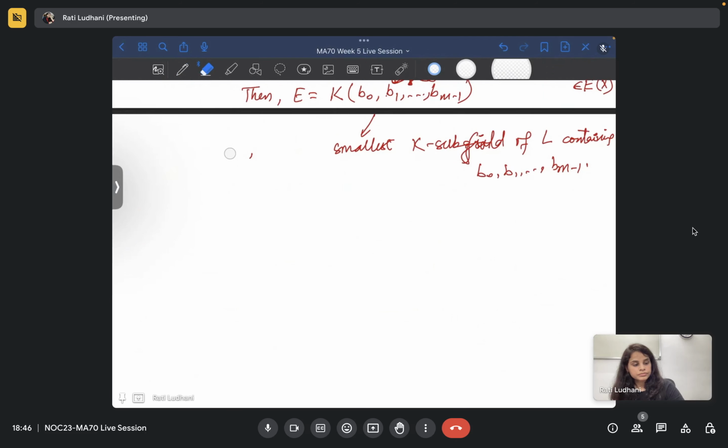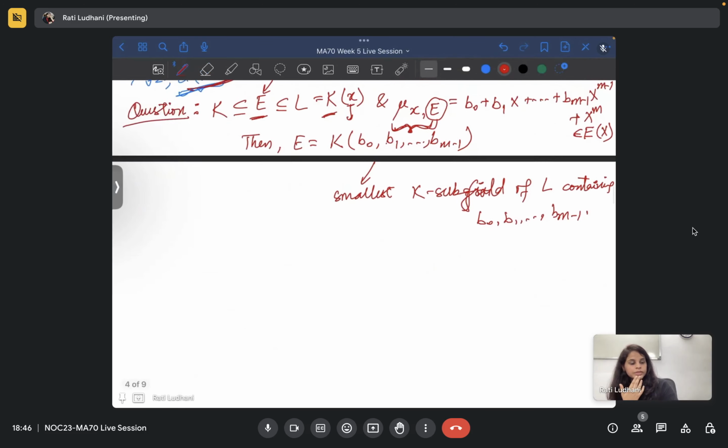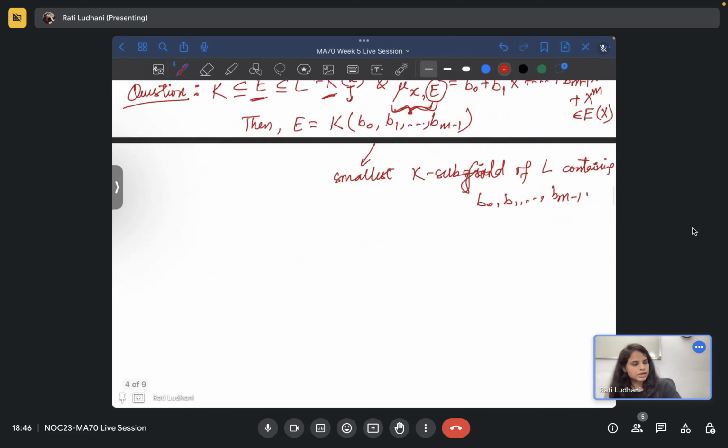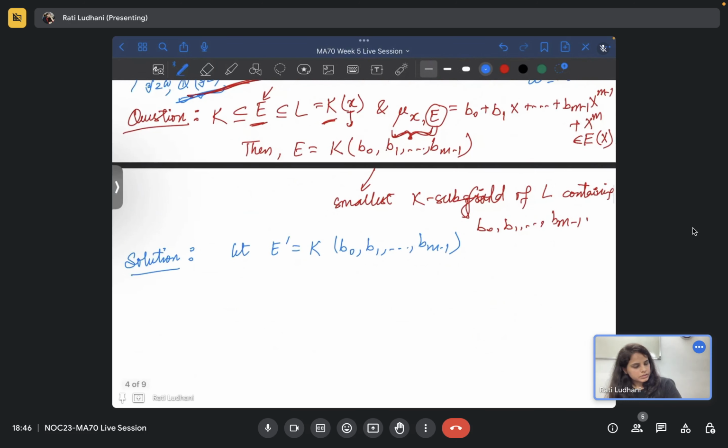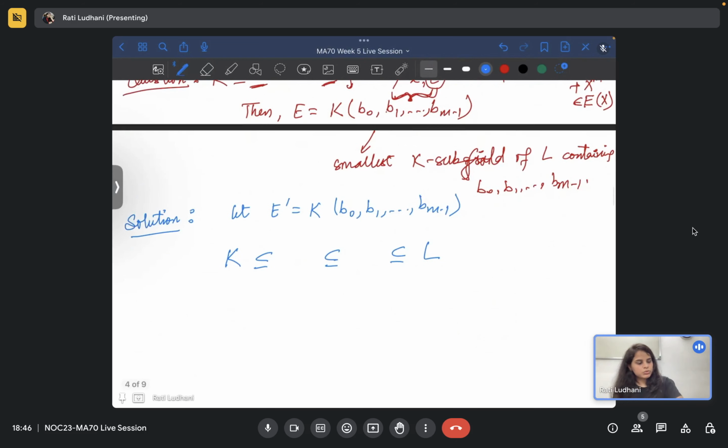Then we should have E dash contained in E. As we started, that is trivial, obvious in the sense that you have K. What we have assumed is, let E dash be equal to K(b0, b1, up to bm minus 1). So you have K, you have L, and there are two things in between, E and E dash. So what I was saying is E dash will be contained in E.